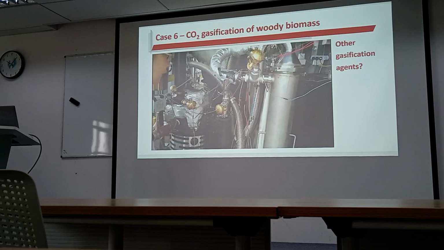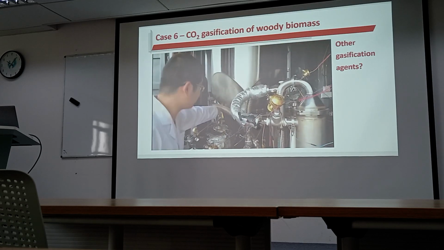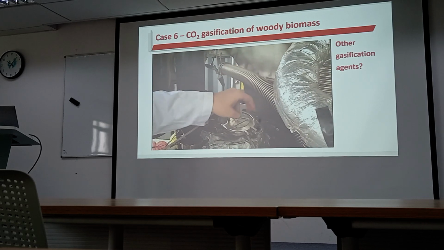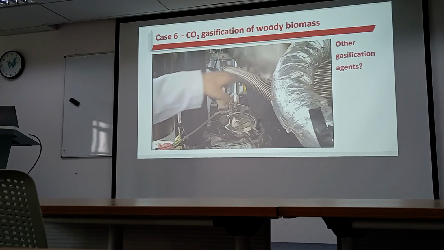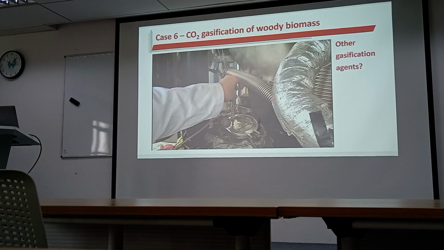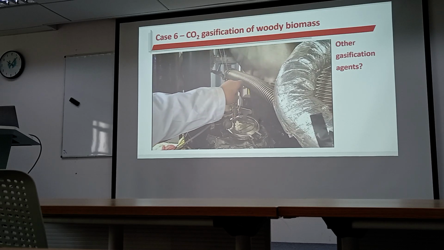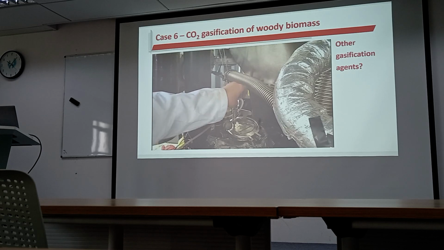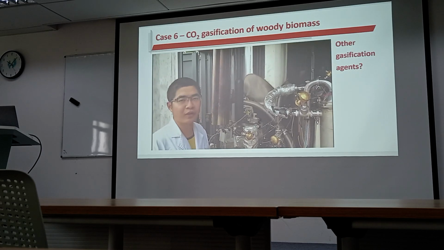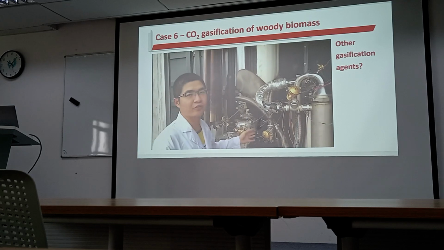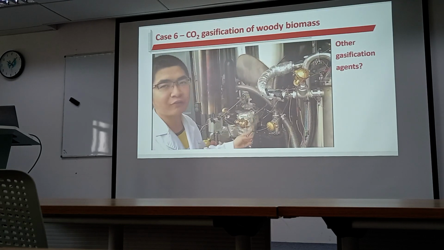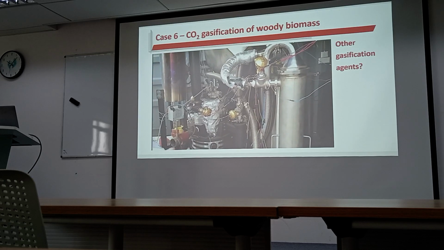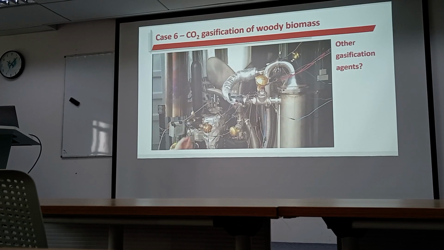So we inject the CO2 from here on top of the gasifier. Because of the sucking effect of the fan at the bottom, the CO2 will go into the reactor and react with the biochar produced in the system to produce CO. The produced gas will go through a series of units for energy recovery and through a filter to remove the tar, and then go to the engine for power generation.